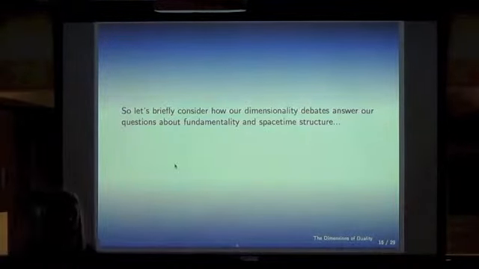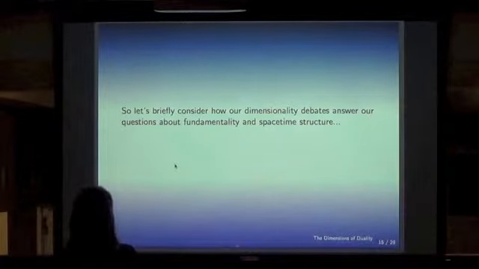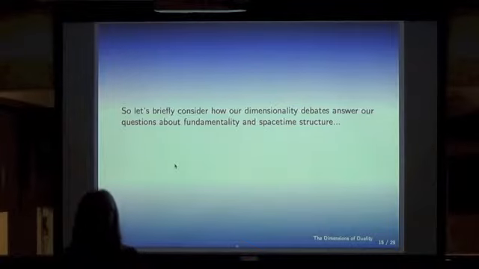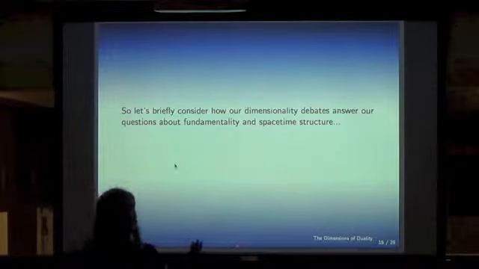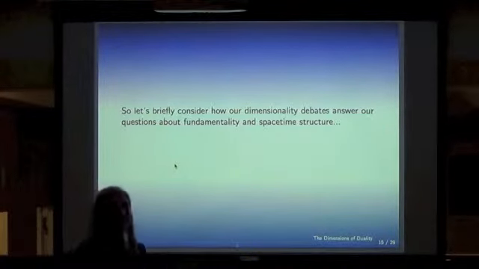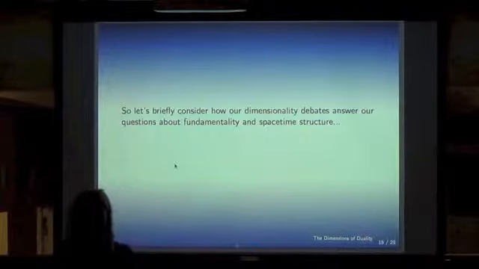Okay, so let's briefly consider how our dimensionality debates answer those questions about fundamentality and space-time structure. Now, I've said that those are the only questions we should care about, and they potentially cross each other, right? A functional definition isn't one that has to tell you about fundamental structure.